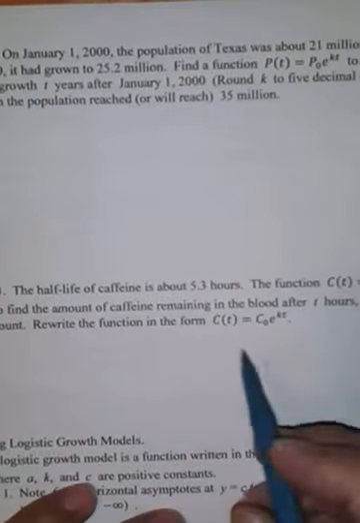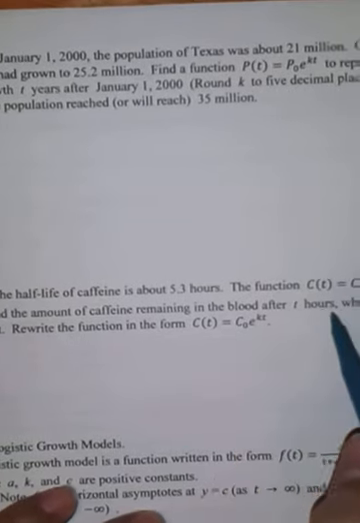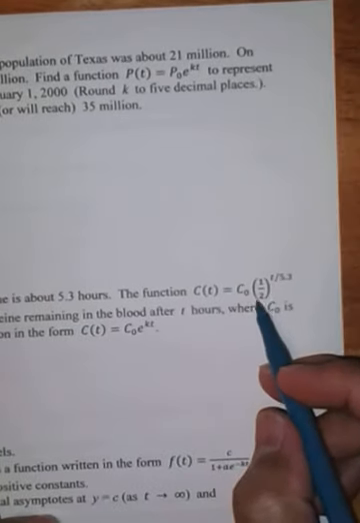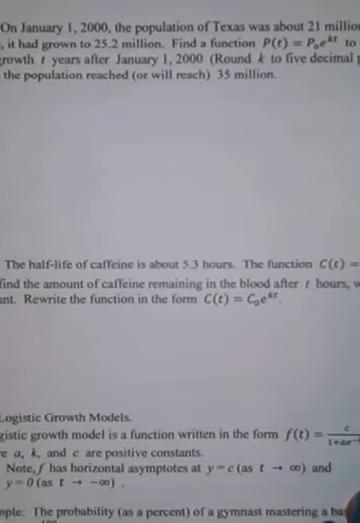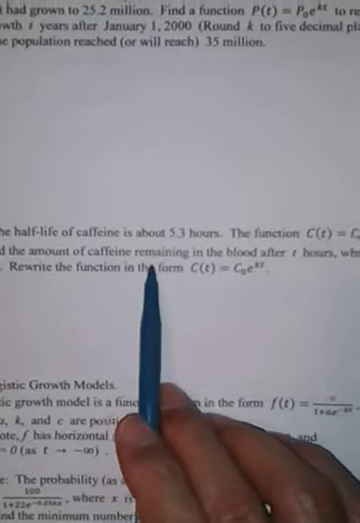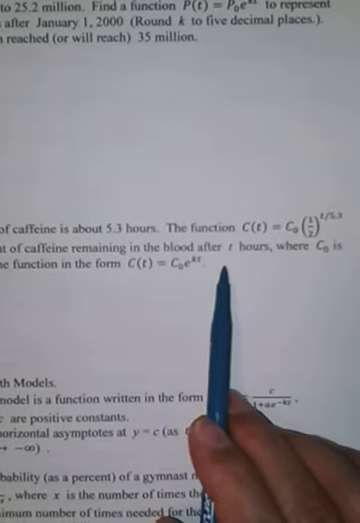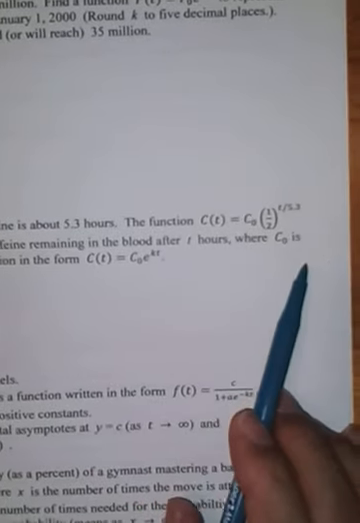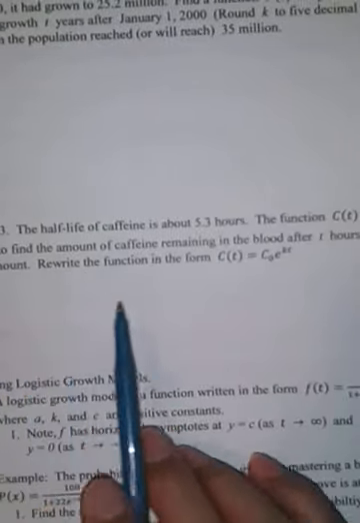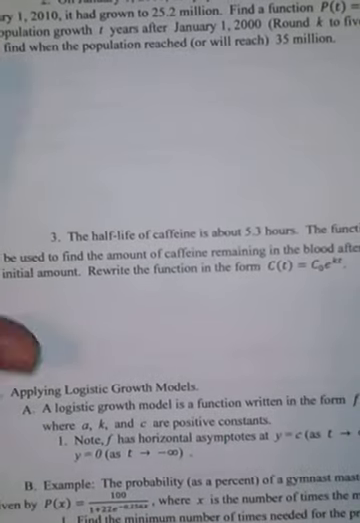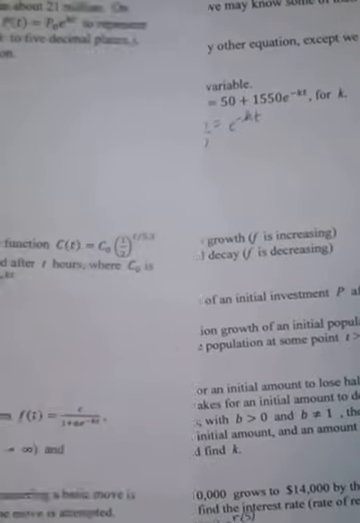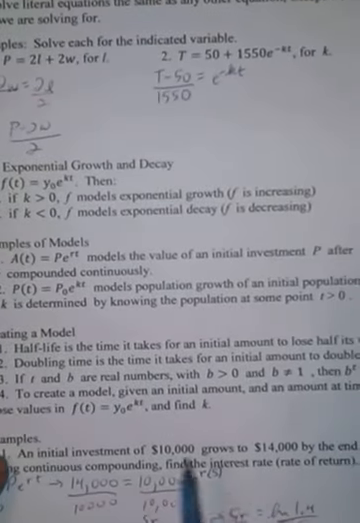The half-life of caffeine is about 5.3 hours. The function C of t equals C naught, or C sub 0, times 1/2 to the t over 5.3 can be used to find the amount of caffeine remaining in the blood after t hours, where C sub 0 is the initial amount. Rewrite the function in the form C of t equals C naught e to the kt. So that was over here somewhere. I think I forgot to read it. No, we did read it.